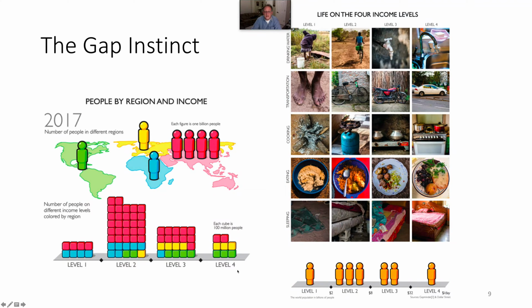Now, this is 800 million people at level 4. The same number that's at level 1. You'll notice that is only about 1.5 billion people out of 7. So the vast majority live in this middle area here in either level 2 right here or level 3.